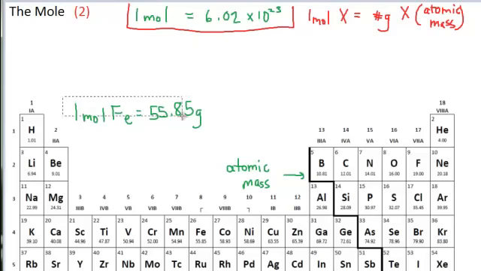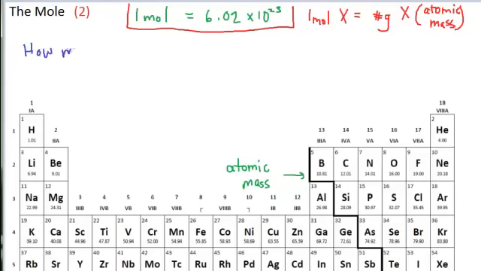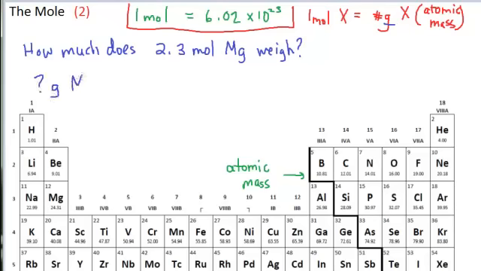So for example, let's work a problem. Let's say, how much does 2.3 moles of magnesium weigh? Or what is the mass of 2.3 moles of magnesium? A mass, a weight, you're looking for grams. You have to recognize that that's the unit you're looking for. So question mark, grams of magnesium equals 2.3 moles of magnesium.